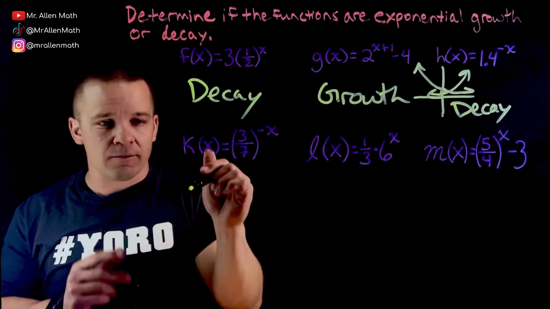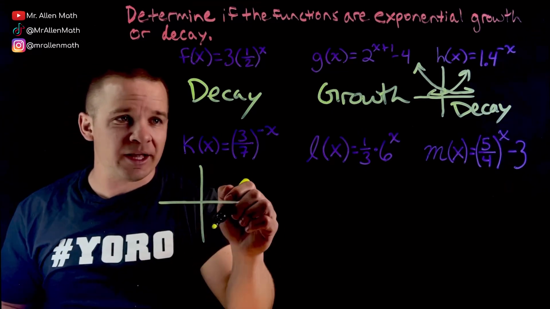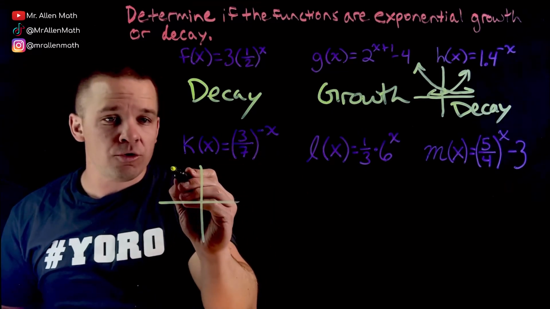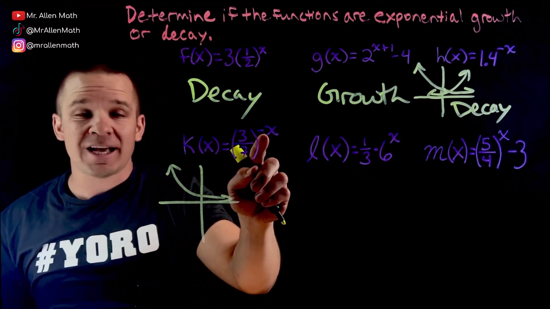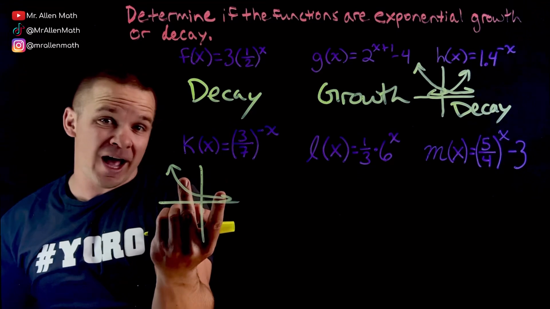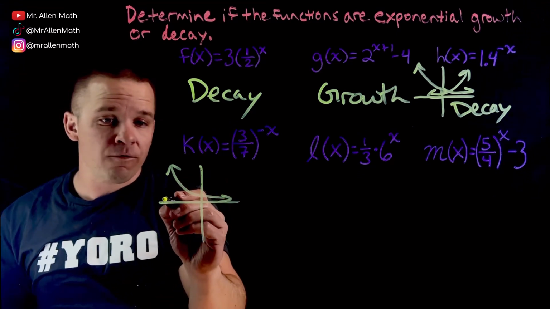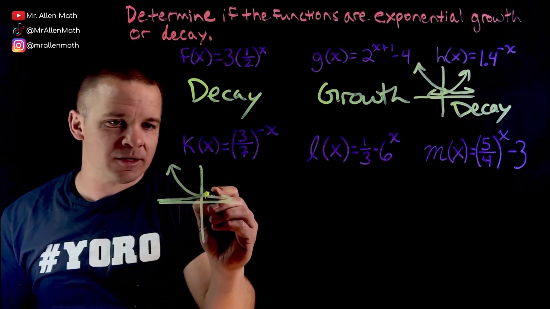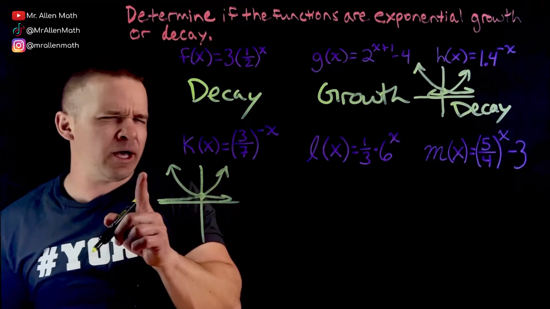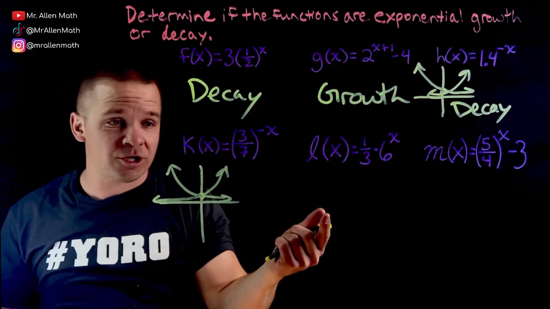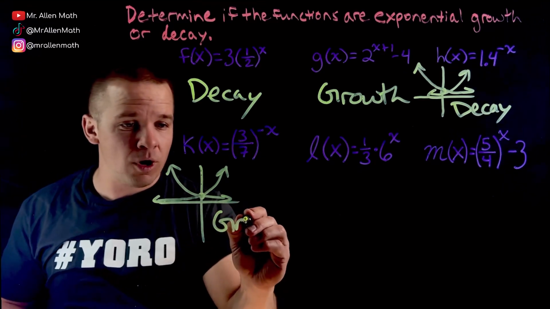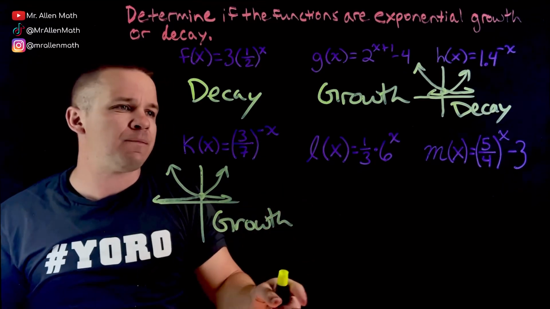So we're thinking decay, right? But our graph would look something like this without this negative exponent. It would normally look something like this for a decay function. But because that negative happened, this graph now reflects horizontally over that y-axis. Same y-intercept, right? Now it's going up and to the right due to that horizontal reflection. So this one's going to be a growth function. Growth.